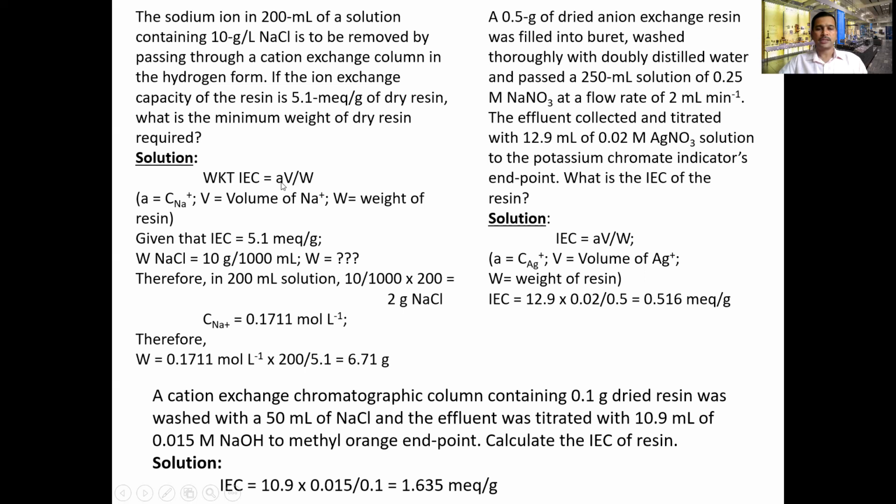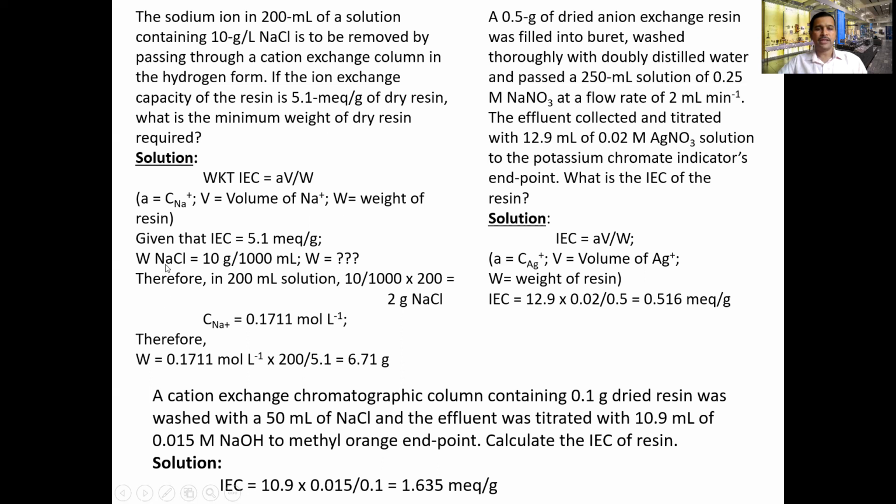A is the concentration of Na+, V is the volume, and W is the weight of the resin. Given that the ion exchange capacity is 5.1 milliequivalents per gram, we have to calculate what is the minimum weight of the resin, that is W.